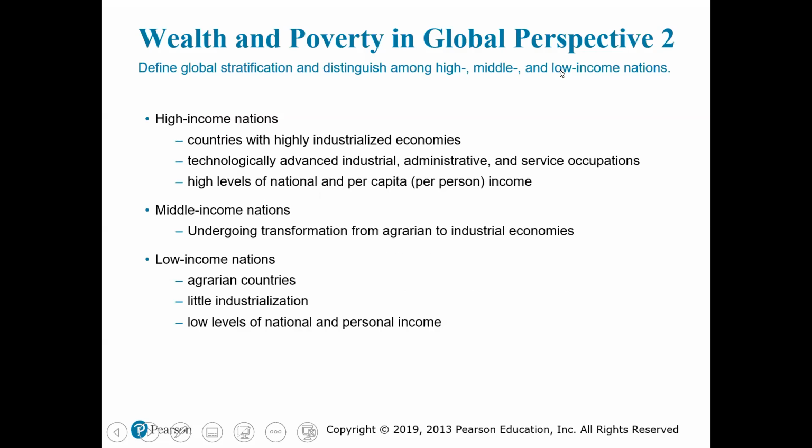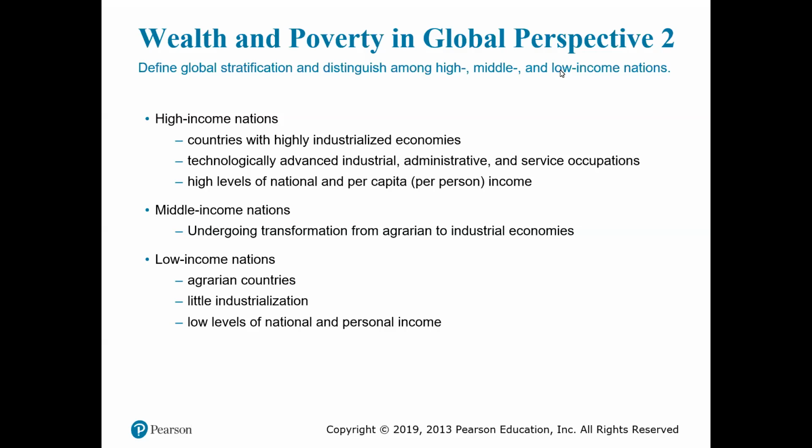When sociologists examine global stratification and inequality, they frequently focus on quality of life indicators. Again, we just talked about wealth, income, life expectancy, health, the treatment of women, and education for high, middle, and low income nations. High income nations are highly industrialized, are technologically advanced, and have relatively high levels of national and per capita income. These would include countries like Australia, Canada, Japan, and the United States.